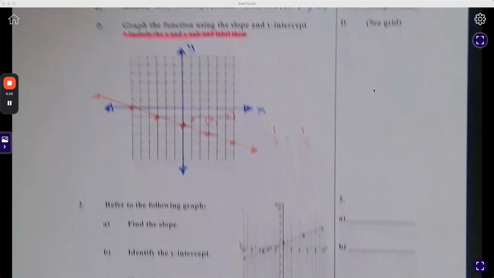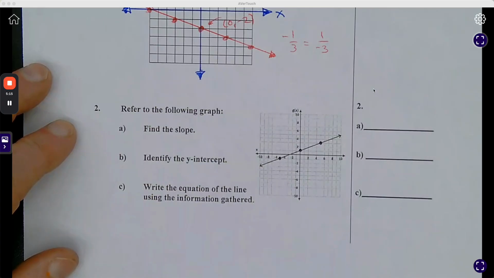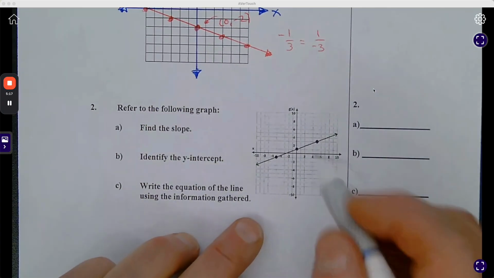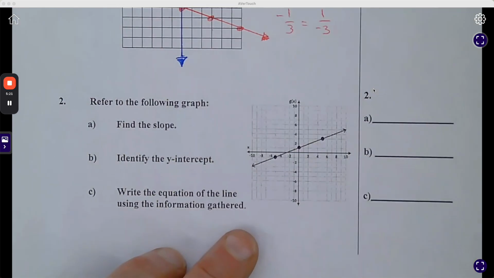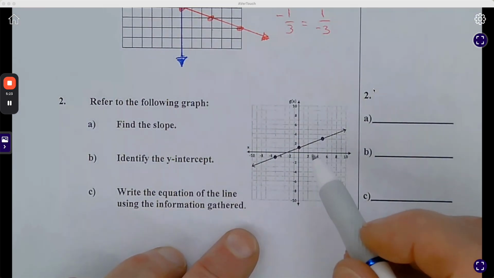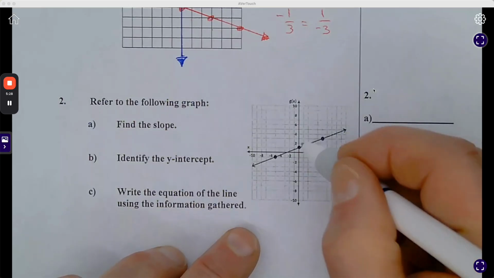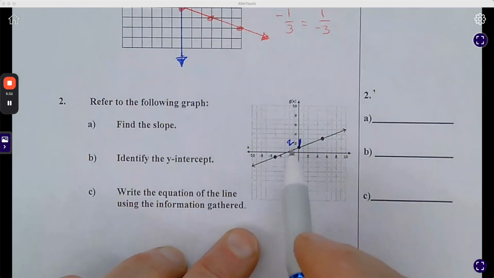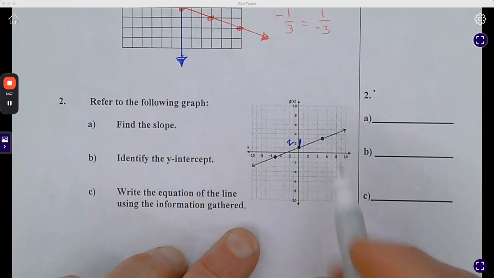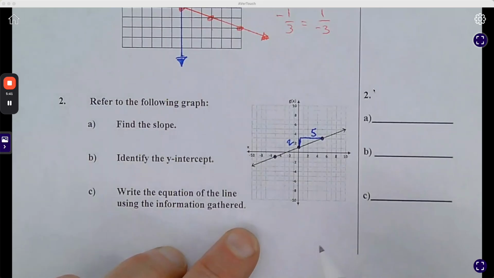Okay, here we go. Problem number 2. Refer to the following graph. There's my graph. Find the slope. Okay, so the slope is rise over run, right? So I'm going from 1 to 3. So that means I'm going up 2. And because I'm going up, it's a positive 2. And then I'm going from 0 to 5. So that means my run is 5.